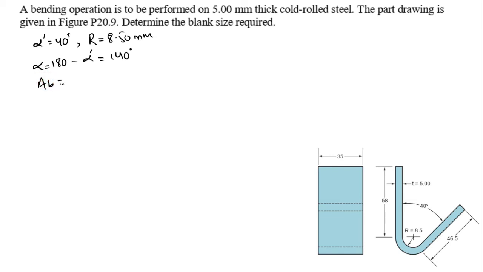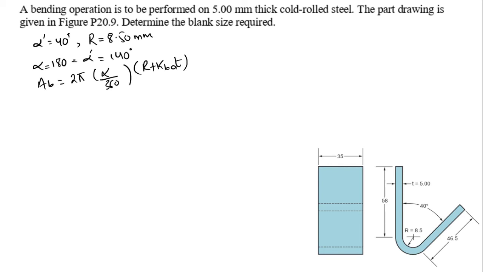Then the bend allowance equals 2 pi into alpha by 360 into R plus kba into t. So we can determine the blank size that is required. All we have to know is the stock thickness and the length of the blank, that is, the width and length of the blank to be determined.